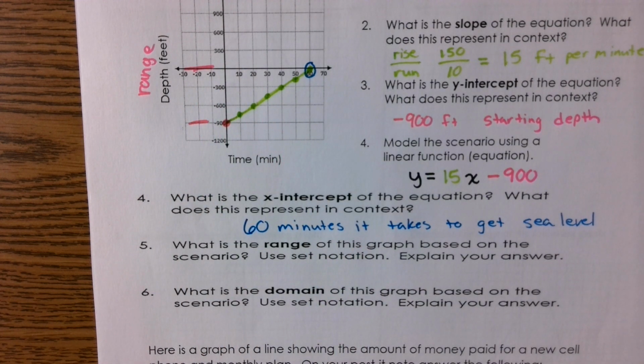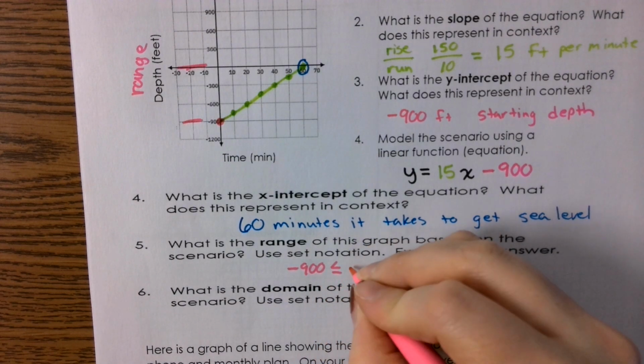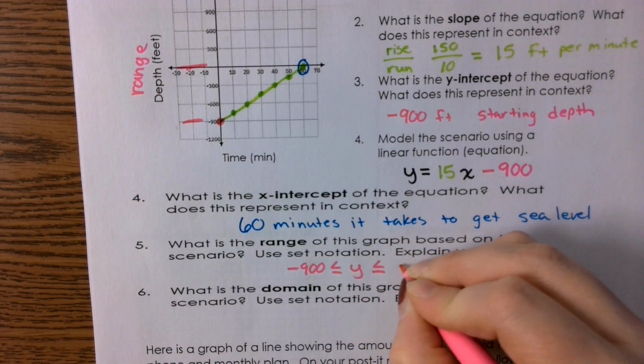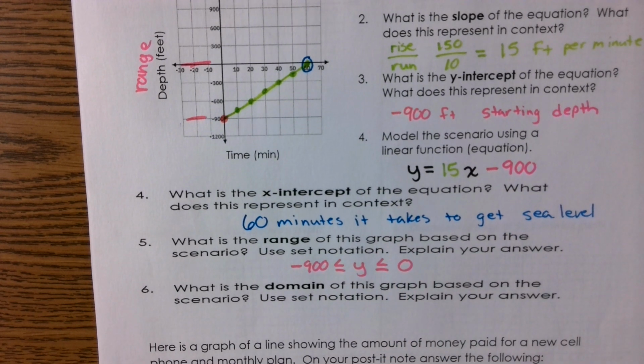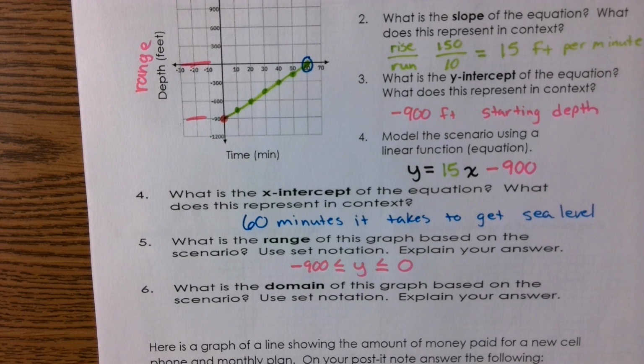Very good. Negative 900 is less than or equal to y, which is less than or equal to 0, right? This indicates that our y value starts at negative 900, but then can continue to go greater than it until we get to the 0 mark, which is our maximum level that the submarine can get to.